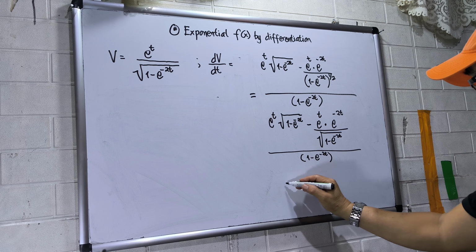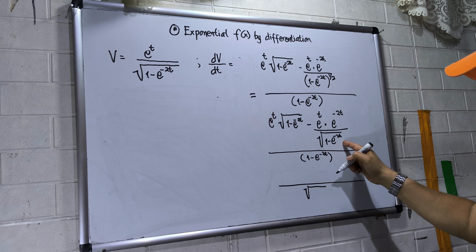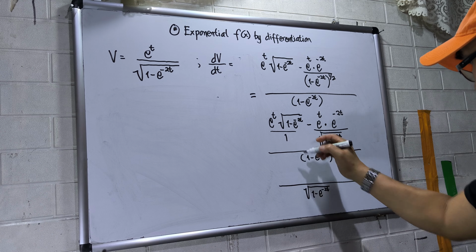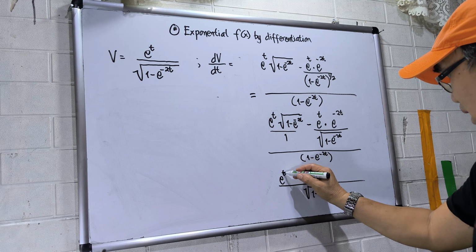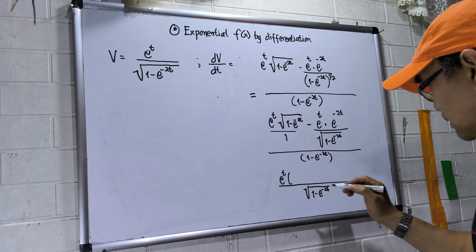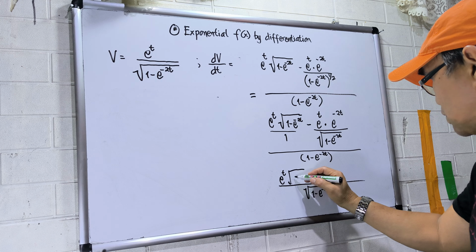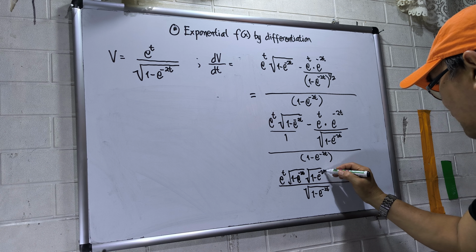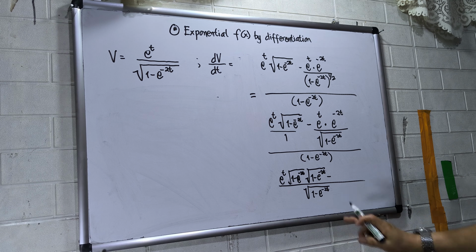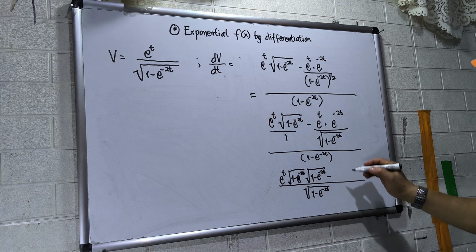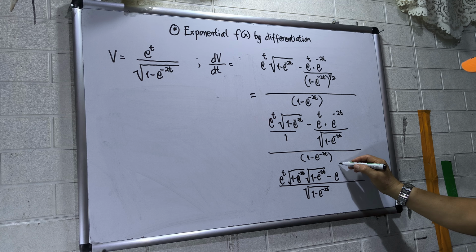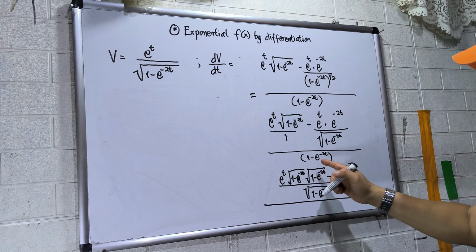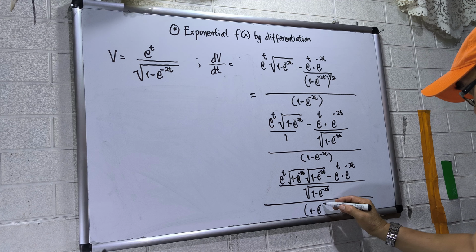Okay, the LCD will be the square root of 1 plus e raised to the negative 2t, then this will be over 1, right? Divide and then multiply. So this will be e raised to the t times the square root of 1 minus e raised to the negative 2t, then minus this one divided by 2 times the square root, which will be e to the t times e to the negative 2t. Then this will be all over 1 minus e raised to the negative 2t.